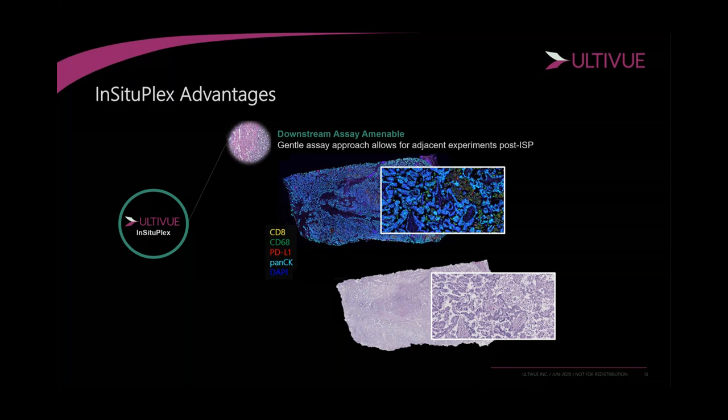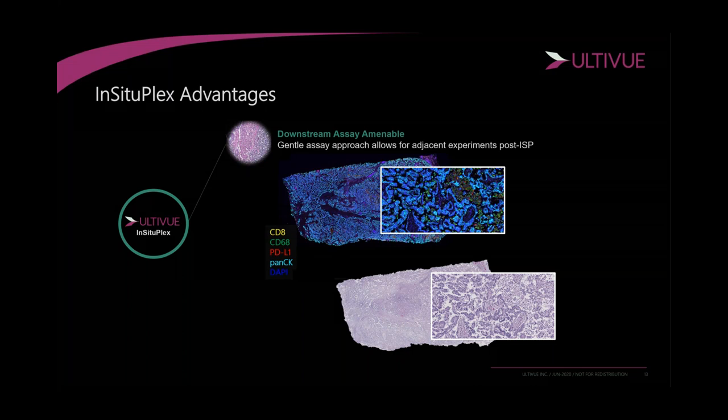Another really important aspect is that with ISP, downstream assays are possible. We use a really gentle approach when it comes to staining the antibody. There's only one antigen retrieval, no matter what the plex is, and we also don't damage the tissue afterwards by using any additional stripping techniques or bleaching. So what you're seeing over here is a tissue that was stained with a panel of four markers, CD8, CD68, PD-L1, and pan-cytokeratin. We collected all of that data through the fluorescent slide scanner, and on the bottom you're seeing an H&E. This is an H&E of the exact same slide.